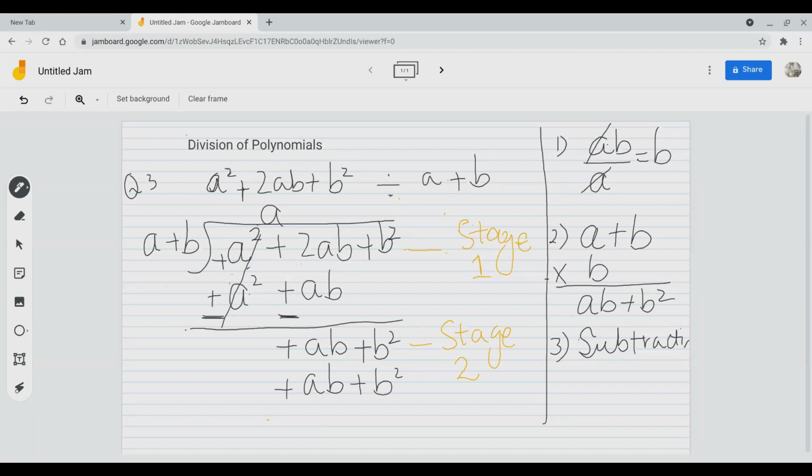Now subtraction, we change signs. When we change signs, we are getting answer 0, and this is called remainder. What about this B? B will come with the plus sign, with A. This is the quotient. Now quotient is the answer. Answer is A plus B. This is our answer.